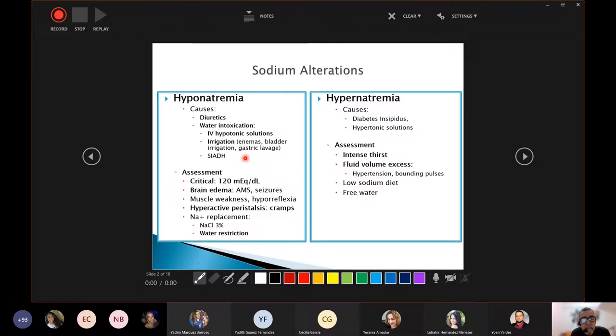The microphone, mute your microphone. If you want to speak, speak. Otherwise, mute the microphone. Mute your microphone.